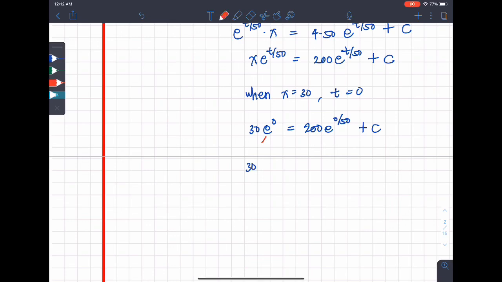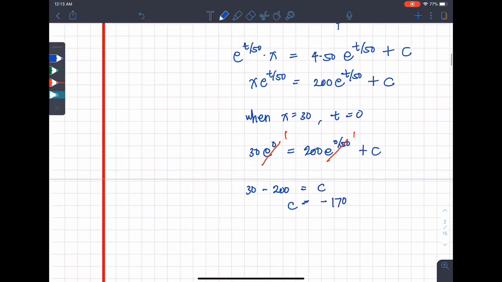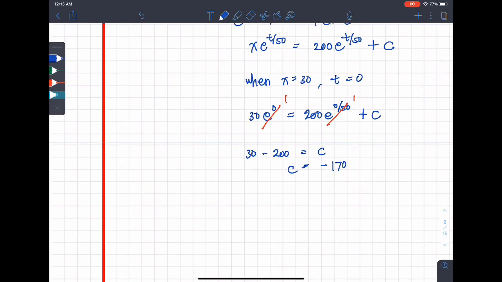So this would be 1. This is 1 as well. So 30 minus 200 is equal to c. So c then is equal to negative 170. And thus, x e raised to t all over 50 is equal to 200 e raised to t all over 50 minus 170.